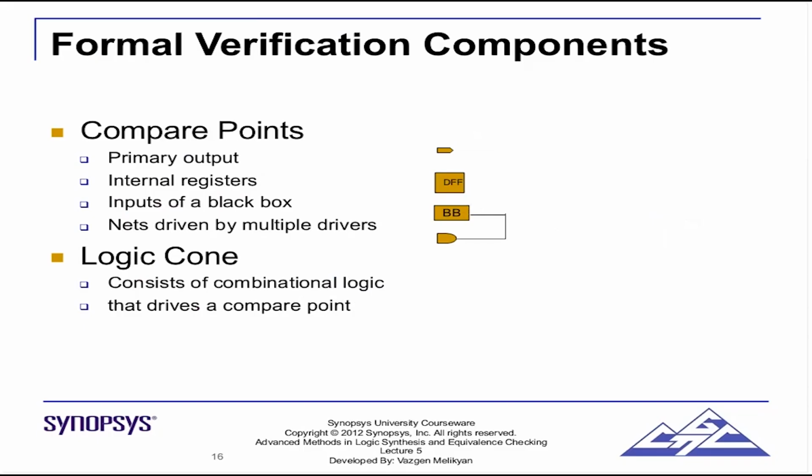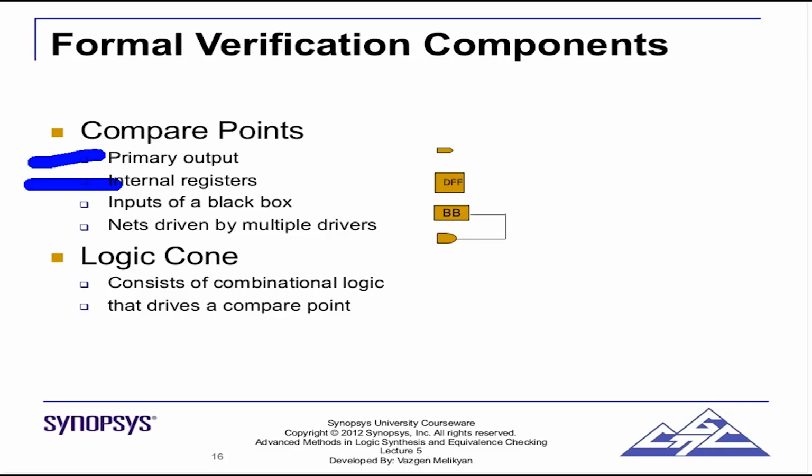Now let's look at the formal verification component. Similar to the way PrimeTime or Design Compiler breaks your design into timing paths, Formality will break the design into compare points. What are the compare points? Compare points are the design nodes at which the functionality is compared. It is the primary outputs, internal registers, that means the D pin of the register and so on, inputs of black boxes (we'll see what black boxes are), and nets driven by multiple drivers. So these are the compare points.